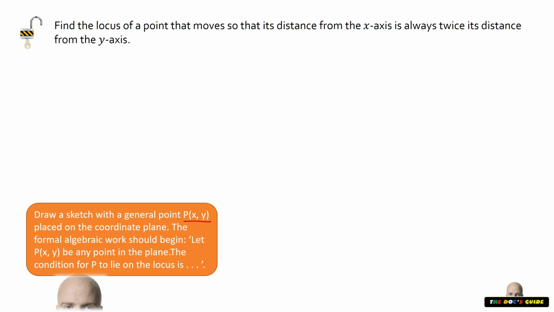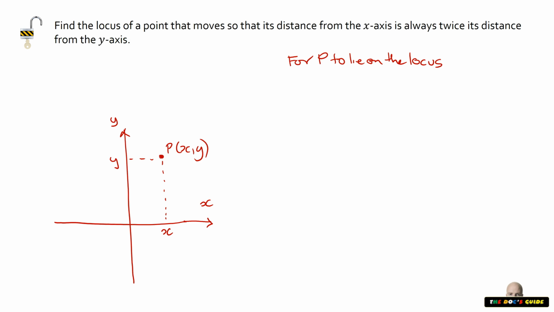Let P(x, y) be any point on the plane. The condition for P to lie on the locus is, and then we proceed. Now I'll do a cut down version of that because, as you know, I'm lazy. So I'll just say for P to lie on the locus, and then we'll look at it from there. Now this is a pretty straightforward question.